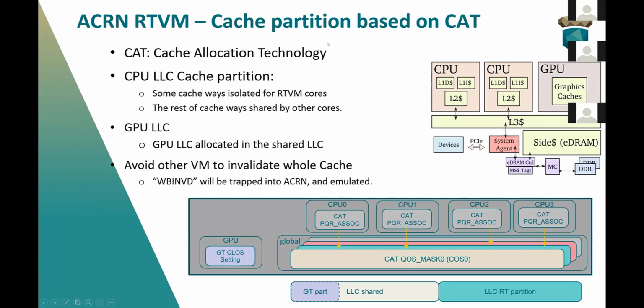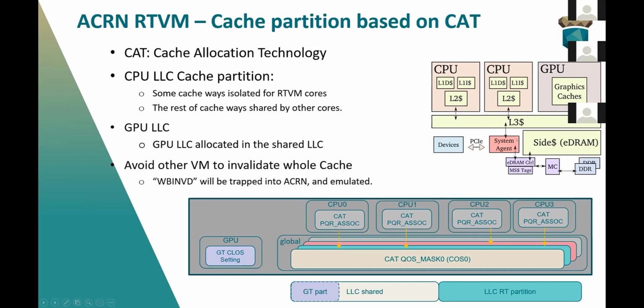Another thing I want to talk about is the CAT feature. It is also an important feature when we tune the RT performance. CAT means cache allocation technology. Here is a typical diagram for resource sharing. Usually the LLC, the L3 cache, which we call the last level cache, is shared between the CPU cores. We can see it shared between the CPU cores and the integrated GPU. On Intel platforms, there's an integrated GPU. It also shares the LLC directly.